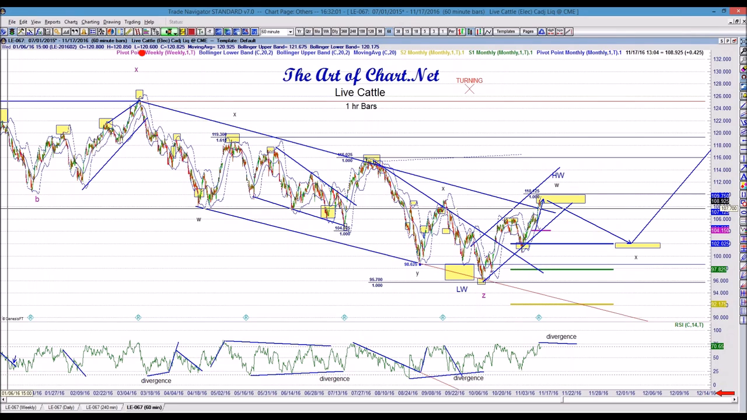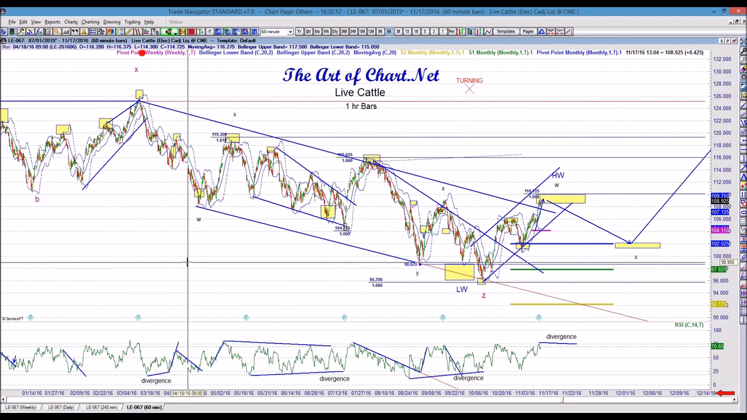if the structure is made up of 3 impulsive waves or 5? I was looking at your daily chart of live cattle, and the structure is kind of the same as traditional Elliott wave, 5 impulsive waves. Okay, let's just talk this through a little bit.